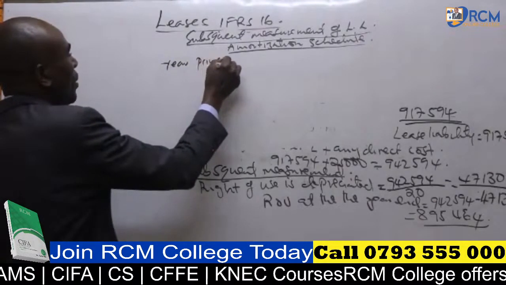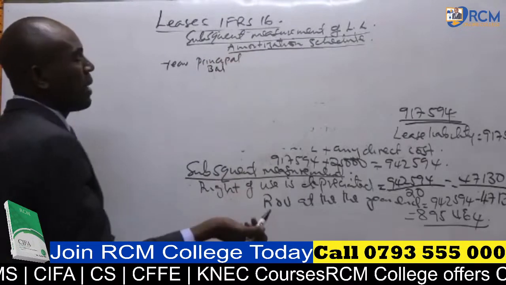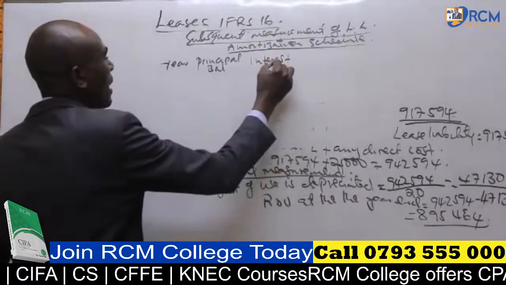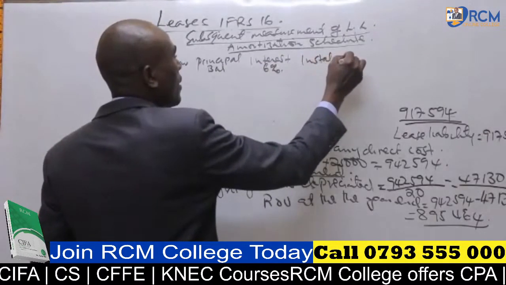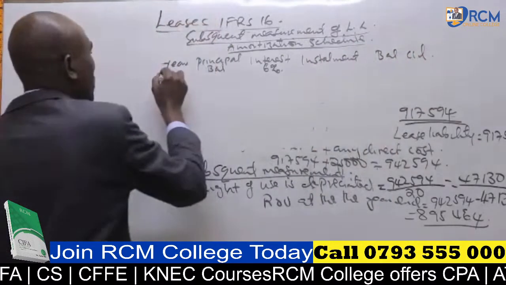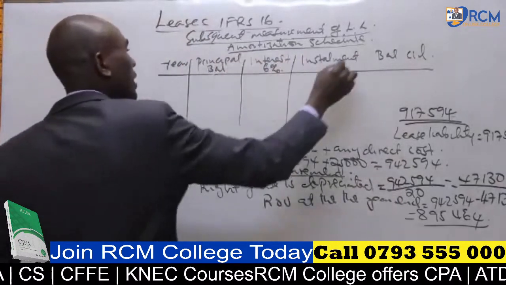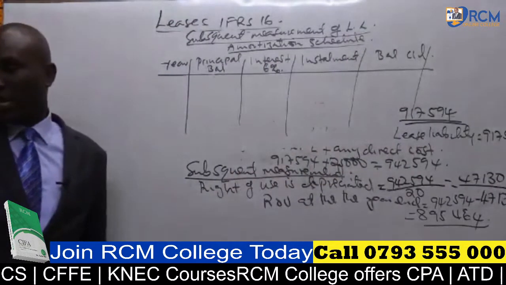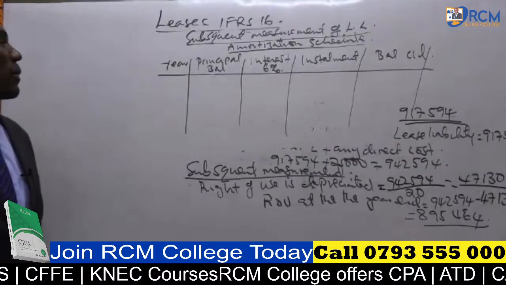Therefore, I say year, principal balance, that is the original lease liability. Because payments are made at the end of the year, I bring interest, which is 6%. Then I bring the installment, then balance carried down. We are preparing for only 2 years, therefore, don't make it too long. Don't waste your book, we need it.